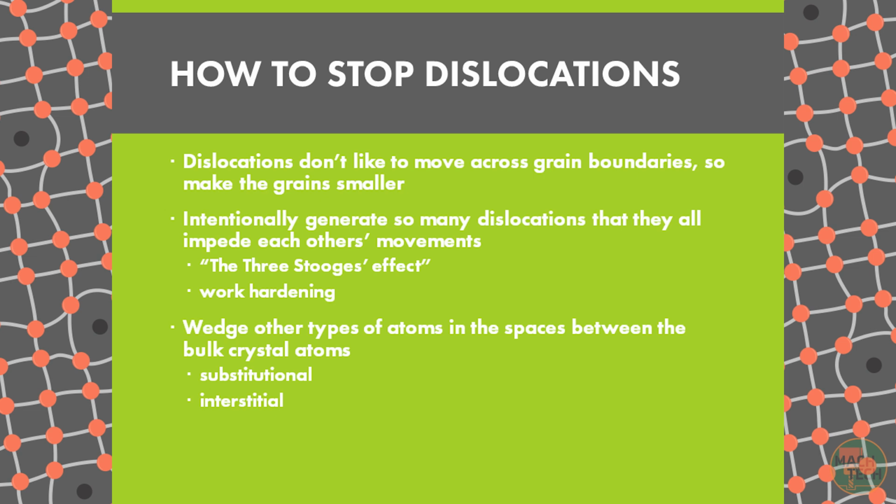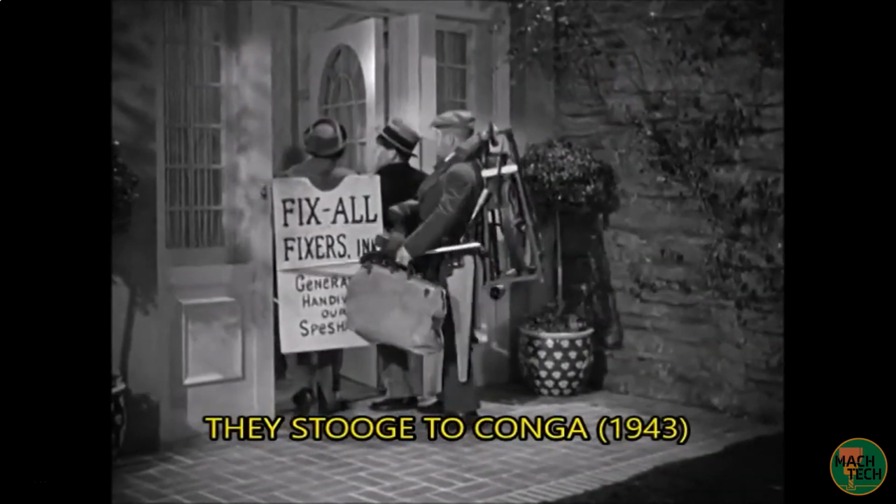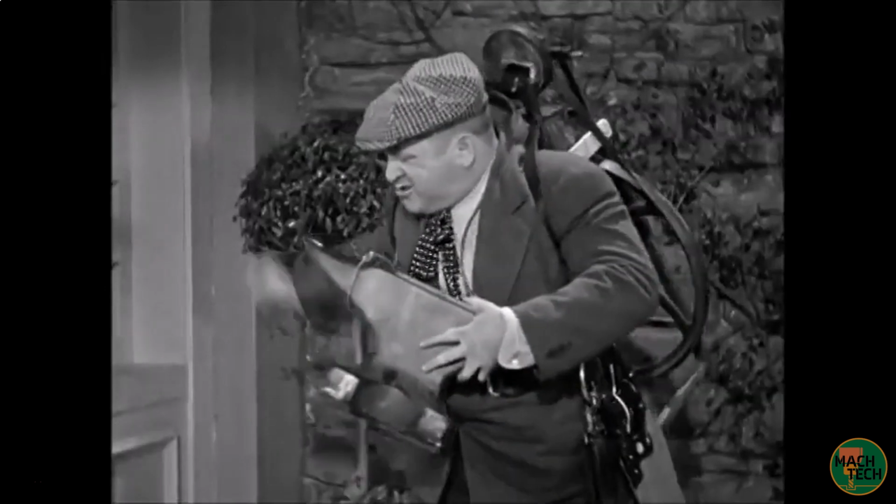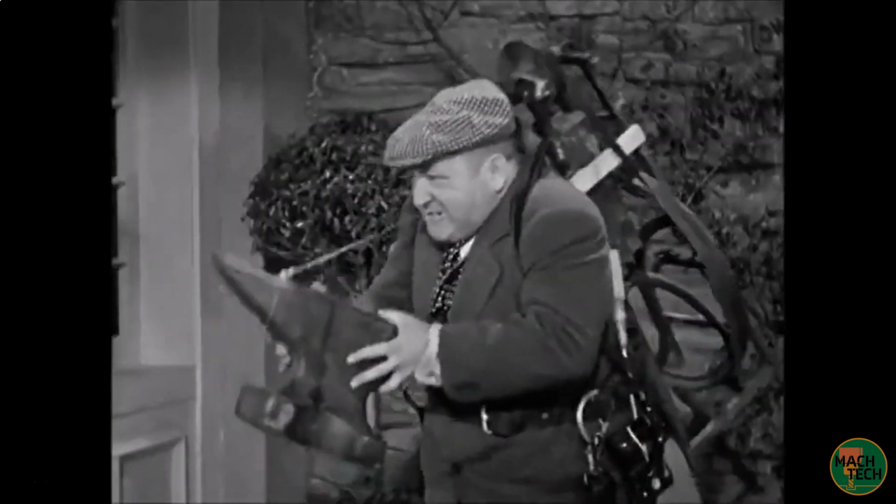For example, dislocations don't like to move across grain boundaries, so refining a material so it has smaller grains will make it harder. Another way to do it is to intentionally generate so many dislocations that they all impede each other's movements. I call this the Three Stooges effect, based on a running gag from the old TV show that it's difficult for them all to fit through a door when they're all trying to go at the same time.